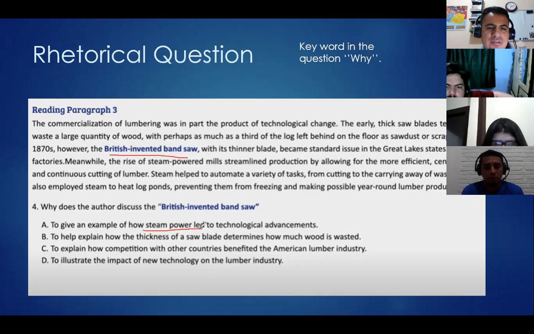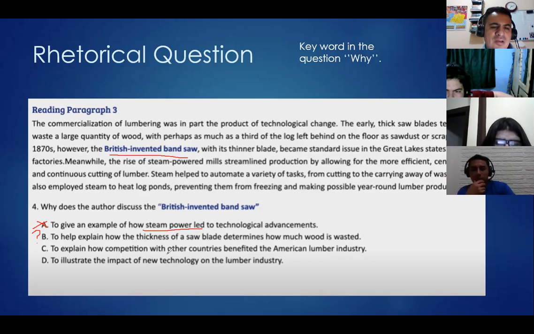Steam power? I think no, ¿verdad? Porque no está hablando de steam power, aunque lo menciona, but it's not the focus of the article. Okay. B, to help explain how the thickness of a saw blade determines how much wood is wasted. Maybe. C, to explain how competition with other countries benefited the American lumber industry.